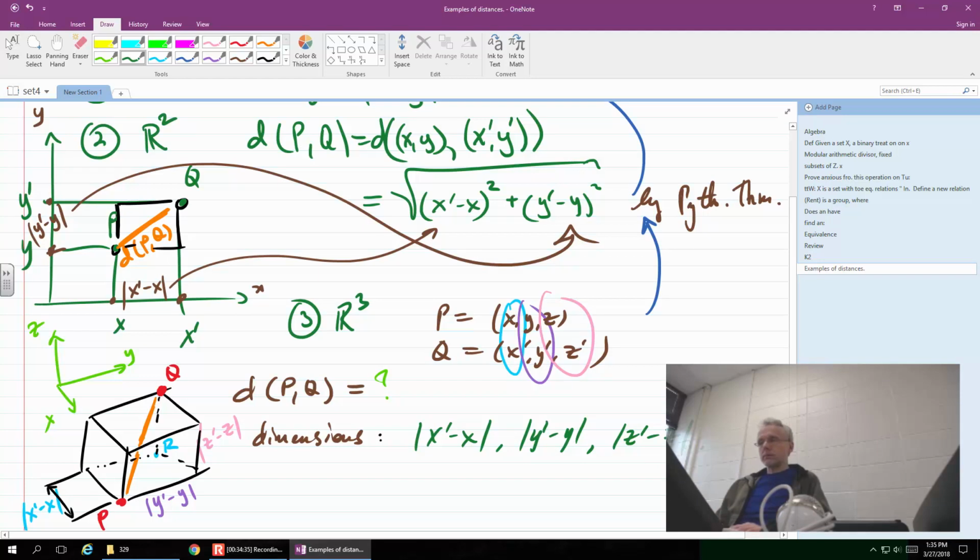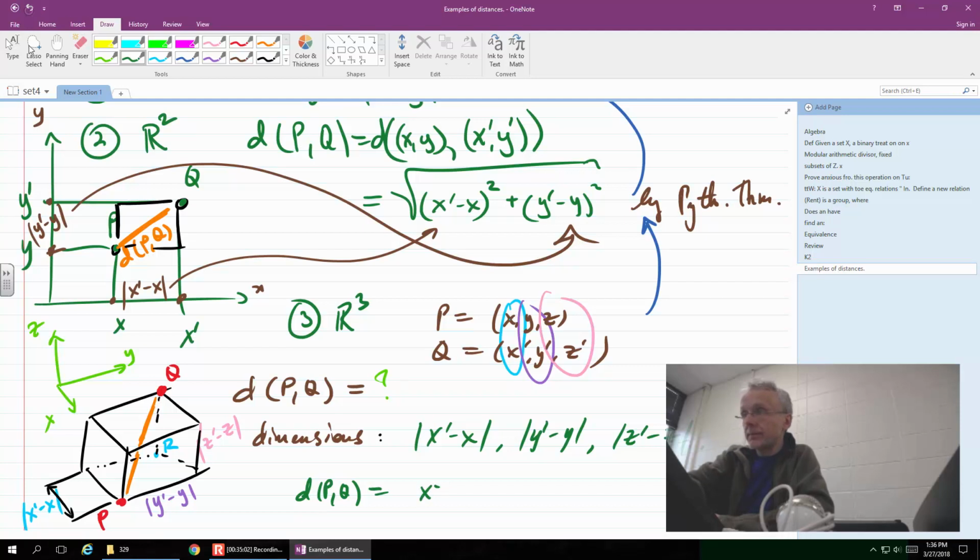And then we have to combine them in a manner similar to the distance formula at the top. So you can guess if you like. Yes, there will be an extra term inside the square root. So d(P,Q) is x prime minus x squared. As you can see, the absolute value disappears once we square it.